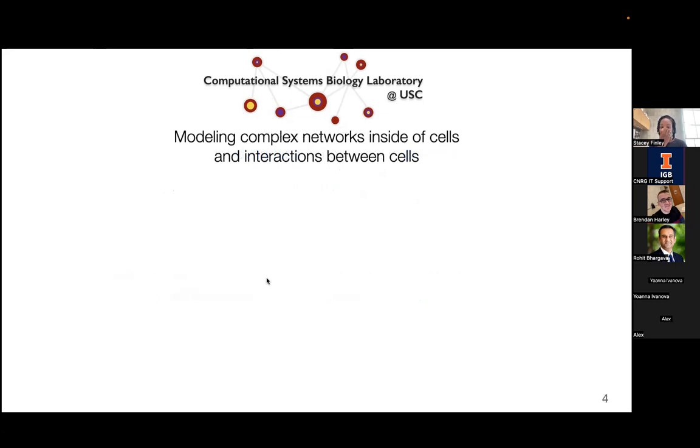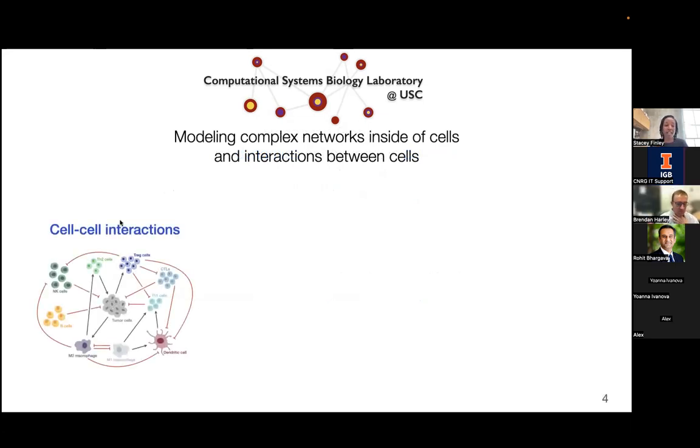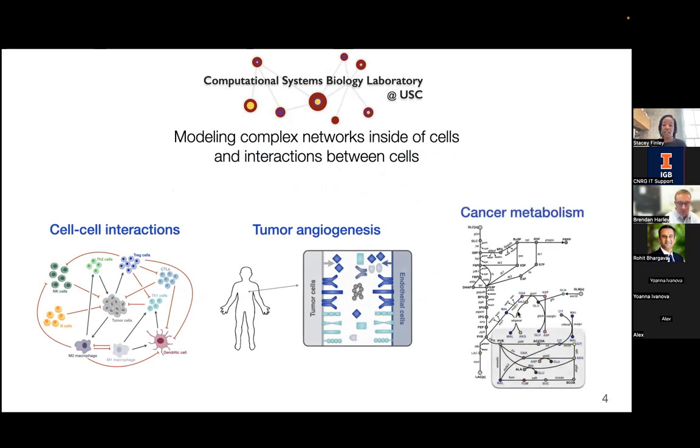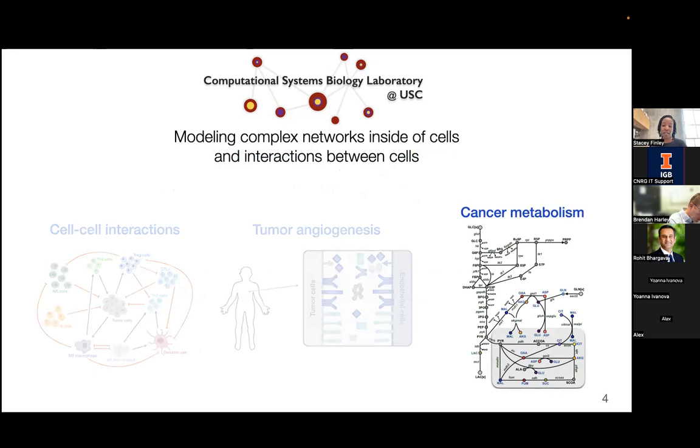The three main areas of research in the lab are to look at cell-cell interactions, which I'll talk about in the second half of the talk, to look at tumor angiogenesis, which stems from some of the work that I did as a postdoc and starting early on as a faculty at USC, and then also cancer metabolism. I'll start here with cancer metabolism because we have some new work that's come out of the lab that we're quite excited about, and then move into the area of cell-cell interactions.